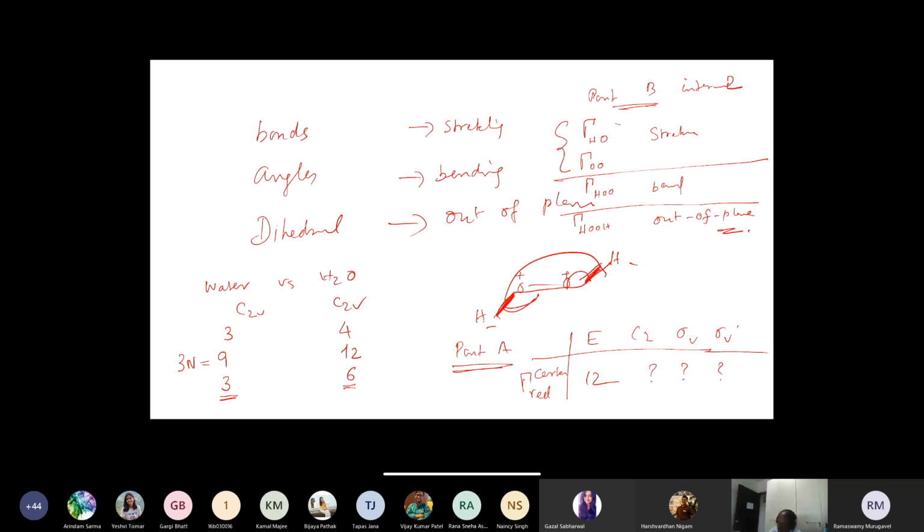You get the tau OH, and operate only on this bond, and you'll get the tau OO. So you'll get some number. A, B, C, D under E, C2, sigma V and sigma V prime. Same way you will get A prime, B prime, C prime, D prime. You reduce A, B, C, D, you get only the OH stretching frequency. You reduce the A prime, B prime, C prime, D prime, you get the OO stretching frequency.